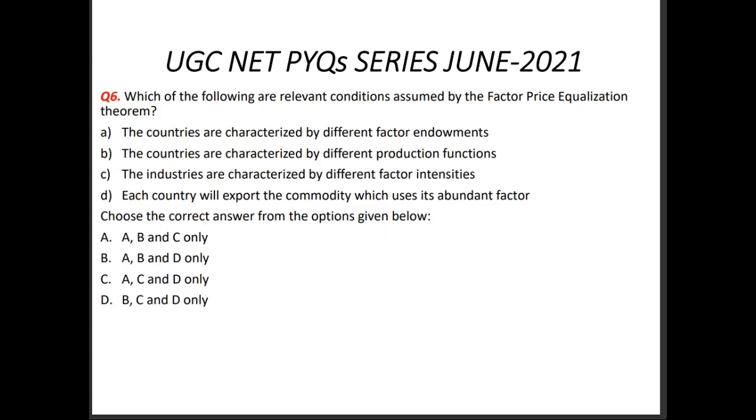Okay, यहाँ पे explanation दिया हुआ है. Which of the following are the conditions assumed by the factor price equalization theorem? Factor price equalization theorem was given by Paul Samuelson in 1948. And factor price equalization states that a free commodity trade between countries will equalize the factor prices across these countries.